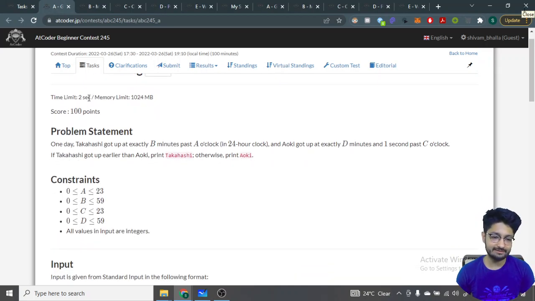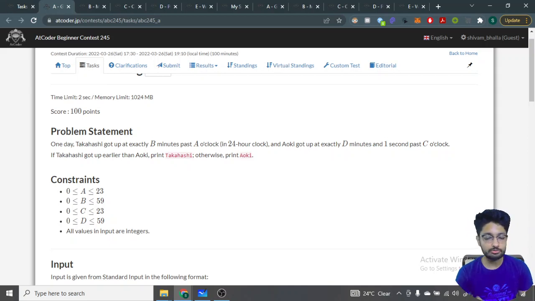It says that one day Takahashi got up at exactly B minutes past A o'clock, and it is a 24-hour clock. And Aoki will get up at exactly D minutes and 1 second past C o'clock. Now, if Takahashi got up earlier, then you have to print Takahashi, or else you have to print Aoki.